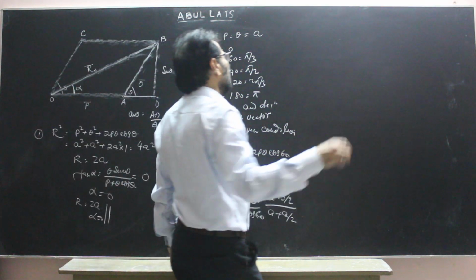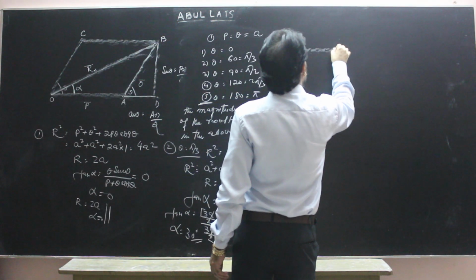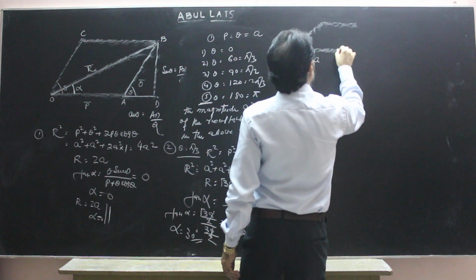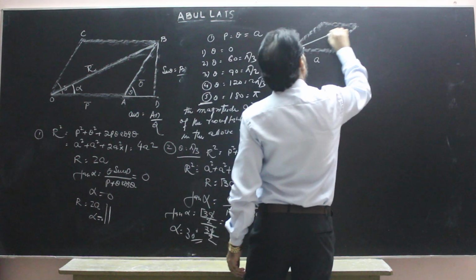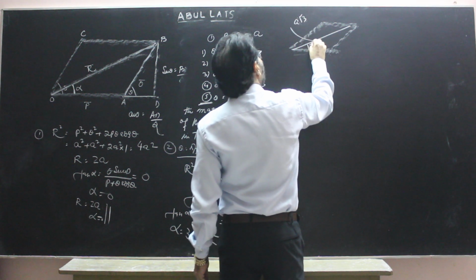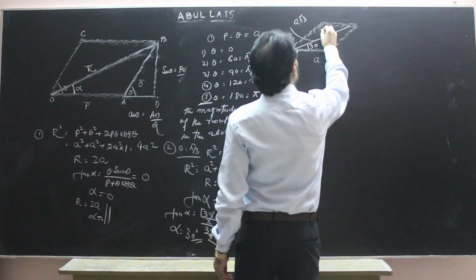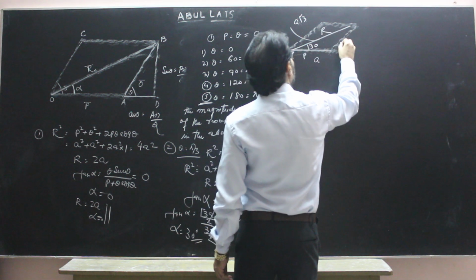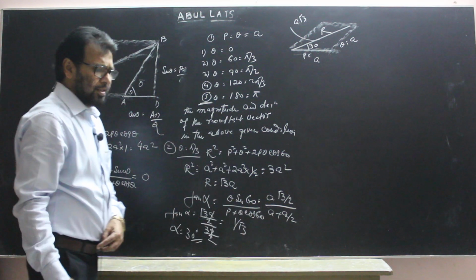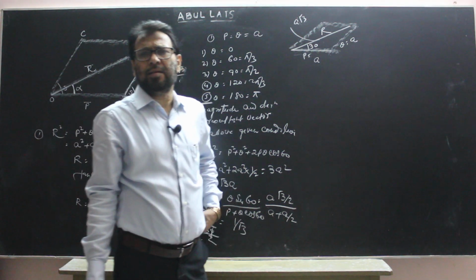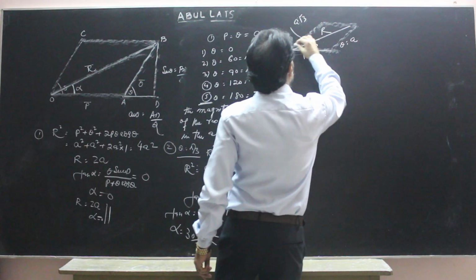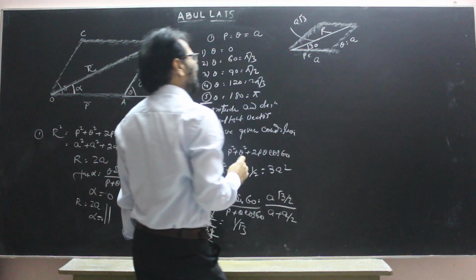Geometrically it can be written as: this is A and this is A, and the resultant is A root 3, and it makes an angle of 30 degree with both. Of course, this is R, this is P, and this is Q. This is also A, this is also A. So the resultant of A and A at 60 degree is A root 3, and it is equally inclined to both the vectors P and Q.